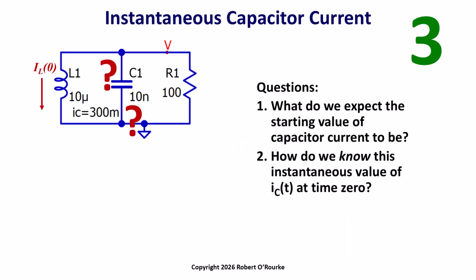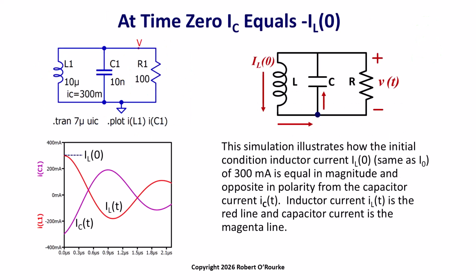We know that the initial condition inductor current means that the instantaneous value of I sub L 0 at time equals 0 will be 300 milliamps. What will the capacitor current be? How do we know this? We know that the resistor voltage and current are 0 at time 0. This means that the instantaneous inductor current all goes up into the capacitor at time 0. The instantaneous capacitor current at time 0 is minus 300 milliamps.